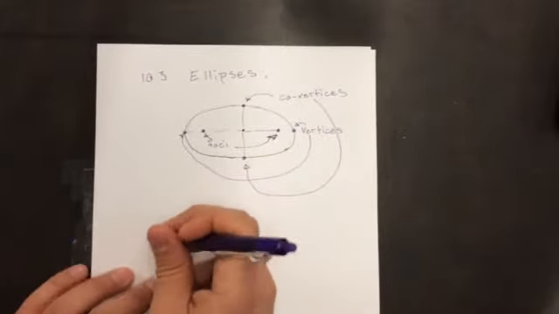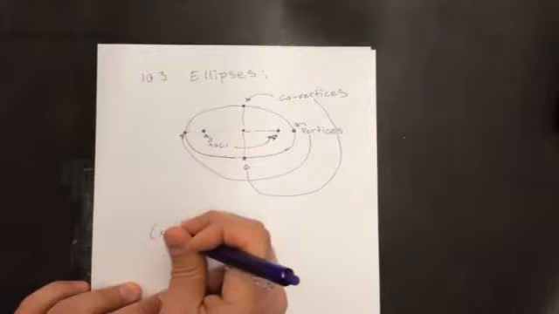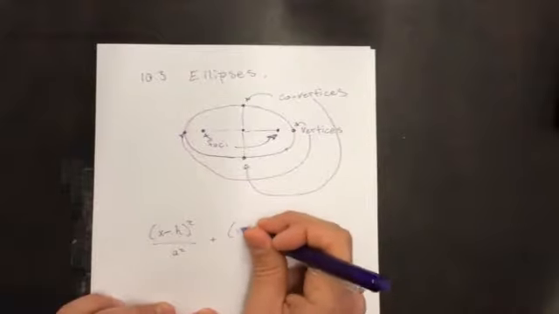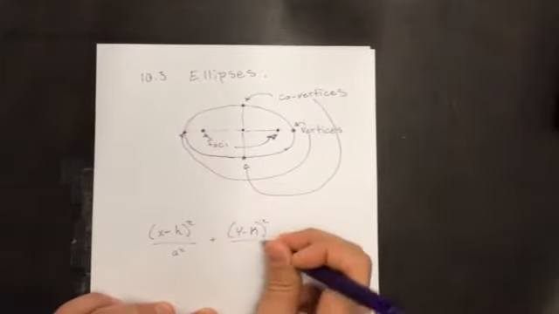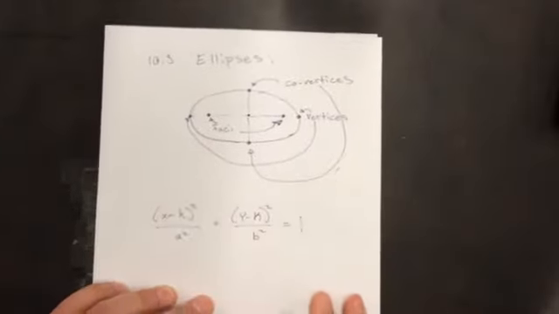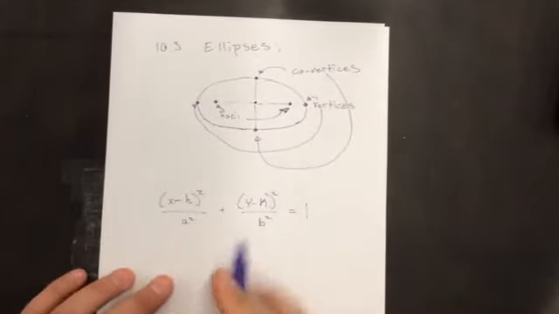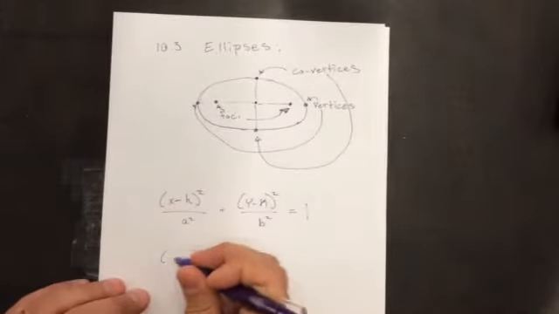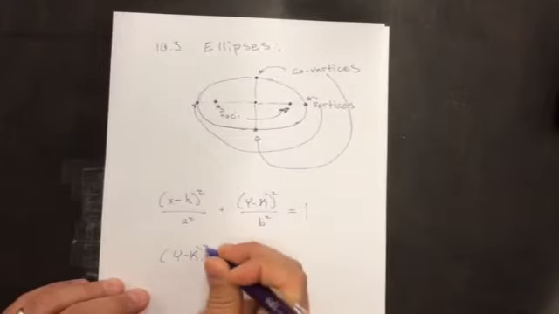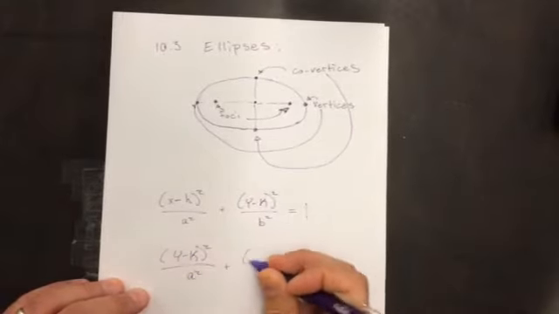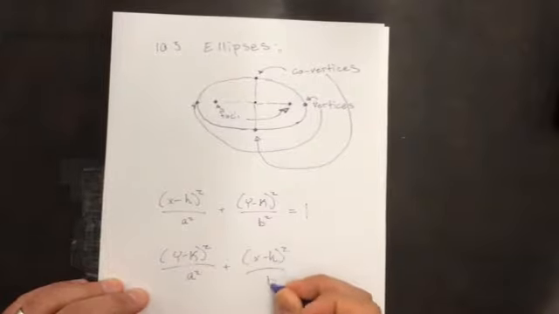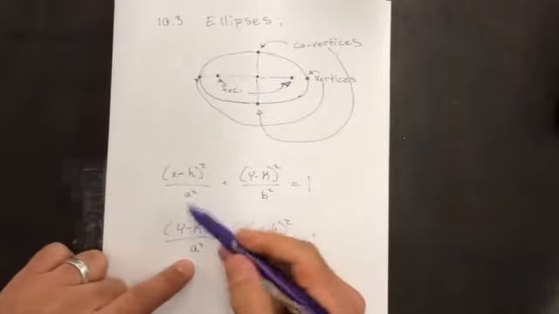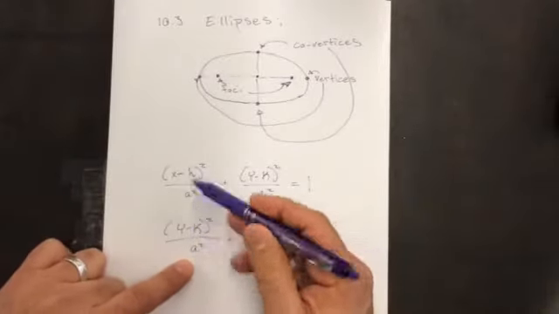The standard form of this is going to be x minus h squared over a squared plus y minus k squared over b squared equals 1. Okay? This is a horizontal ellipse, and then a vertical one. What happens is the x and the y's are gonna switch locations. So it's gonna be y minus k squared over a squared plus x minus h squared over b squared equals 1. Okay, so we're looking at this part. Notice that the a squared is always first, and it's always the larger number.